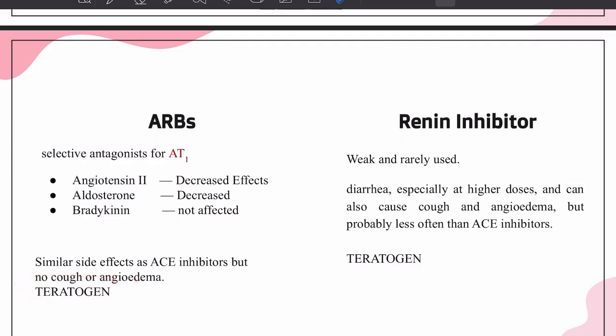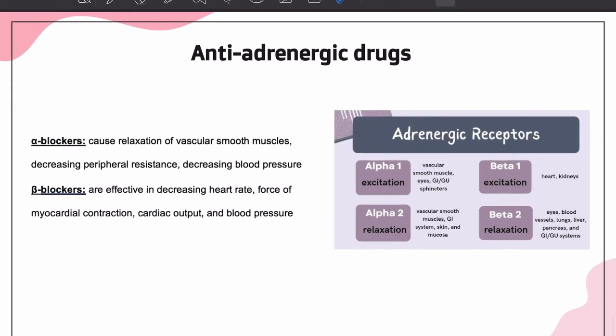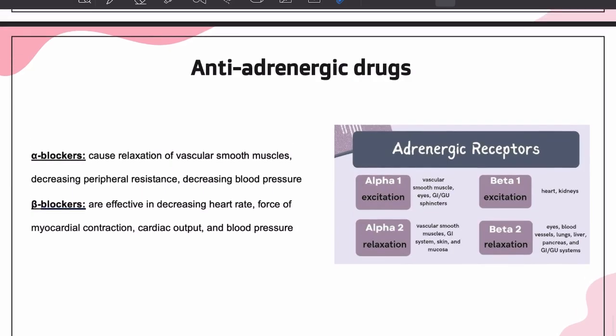So ideally, you don't want to give them in pregnancy, similar to the renin inhibitors. They do cause diarrhea, cough, and angioedema, so they are not necessarily very commonly used, or they're not ideally replaceable with ACE inhibitors. Now, coming to your antiadrenergics, these are not used as first-line treatments, but I am just following your PowerPoint and how the doctor arranged them. Alpha blockers or beta blockers.